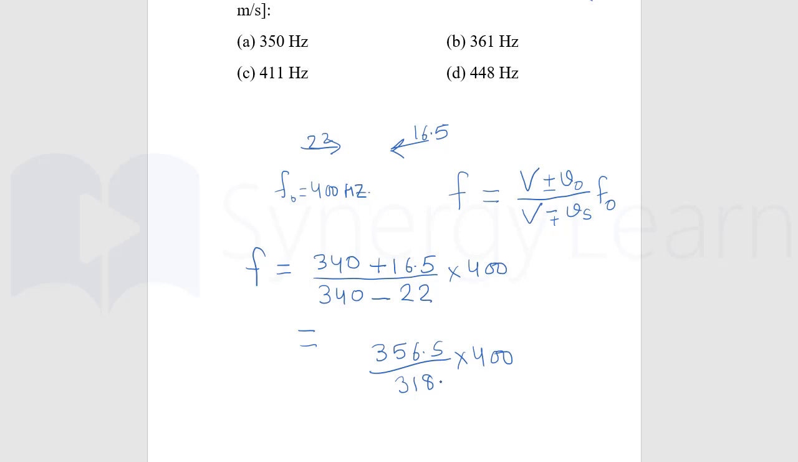So this value will come more than 400. Now see, the values which are less than 400 will automatically get cancelled, and more than 400 we have two values, but see here that 318 when divided into 356.5, the value will be nearly 1.1. Say approximately, you can figure it out, you do not need to calculate it. So 400 into 1.1 comes closer to 440, and obviously we will have the answer as 448.